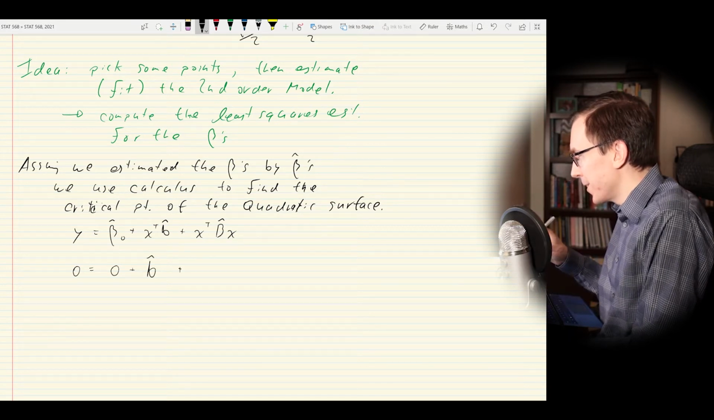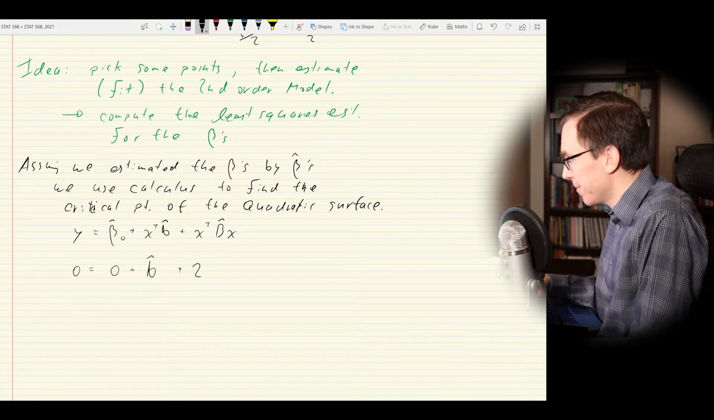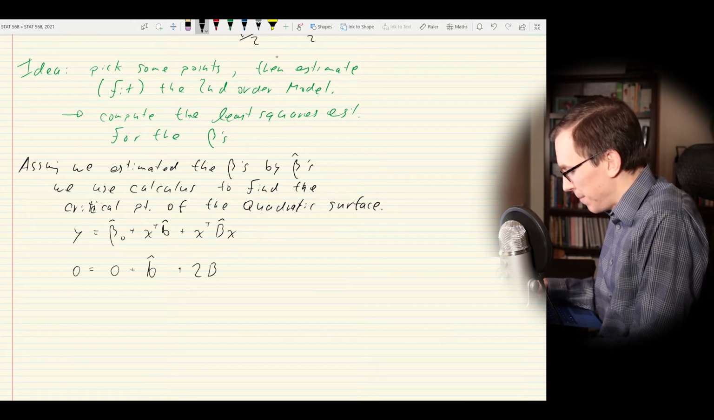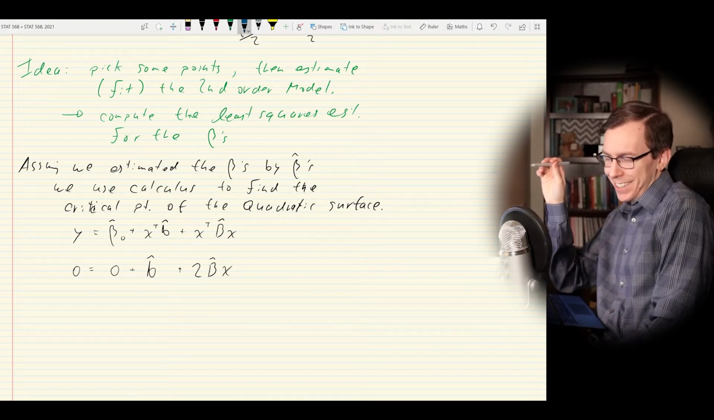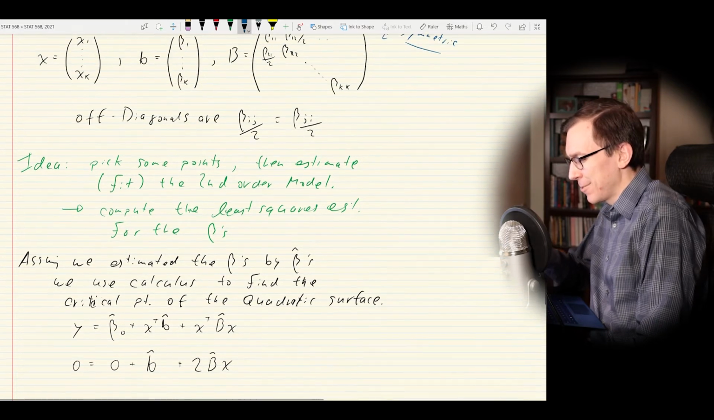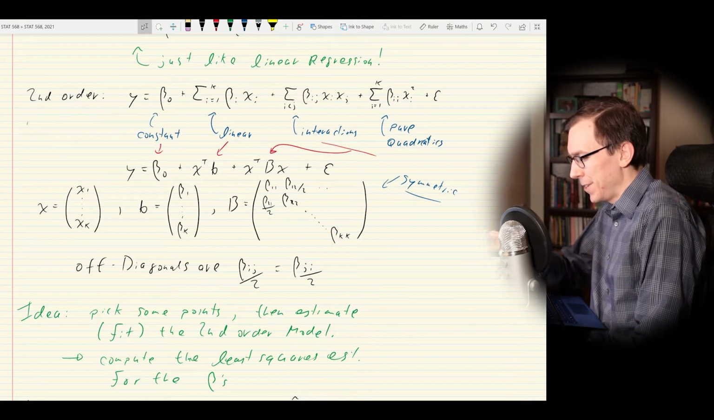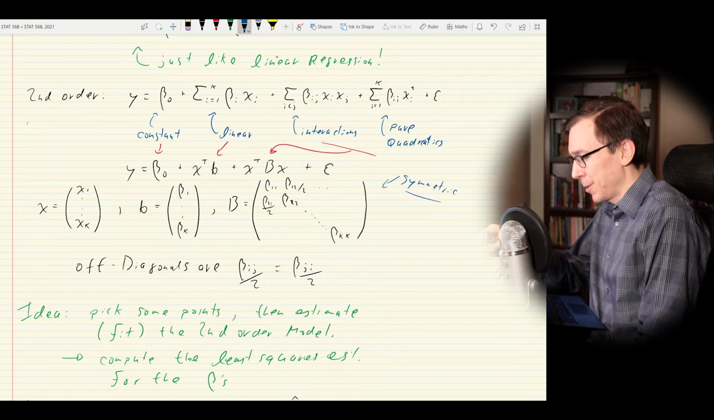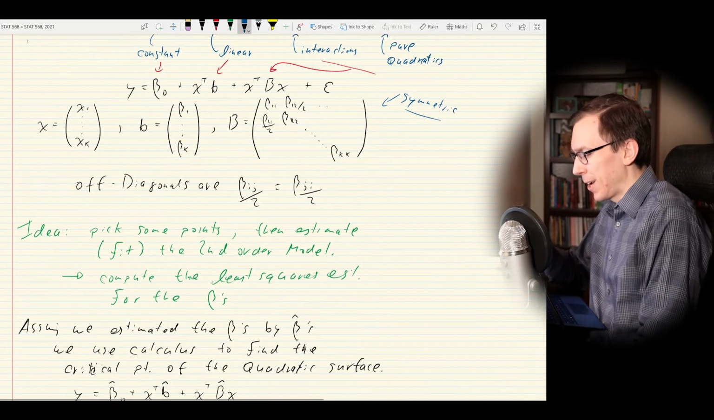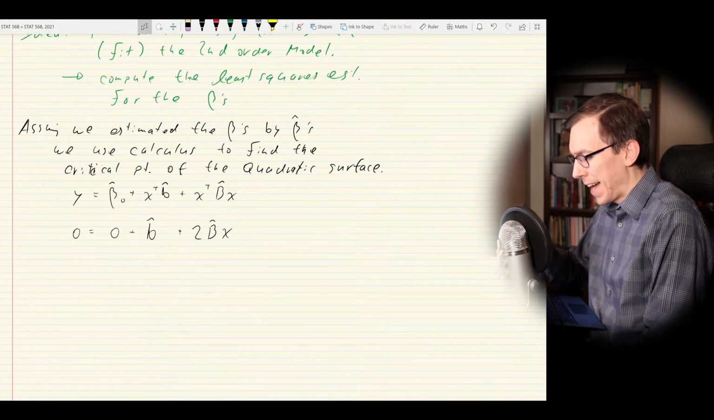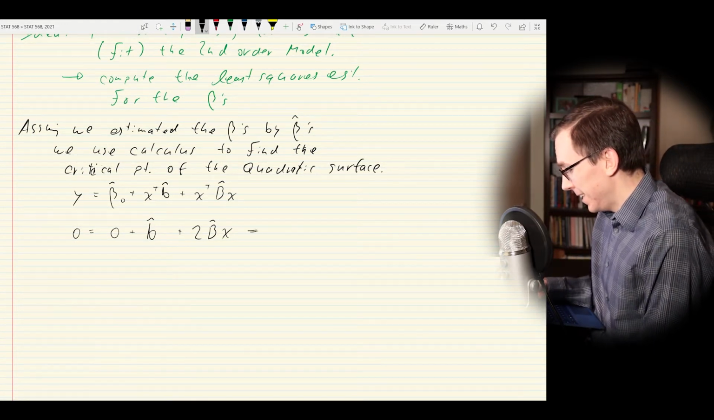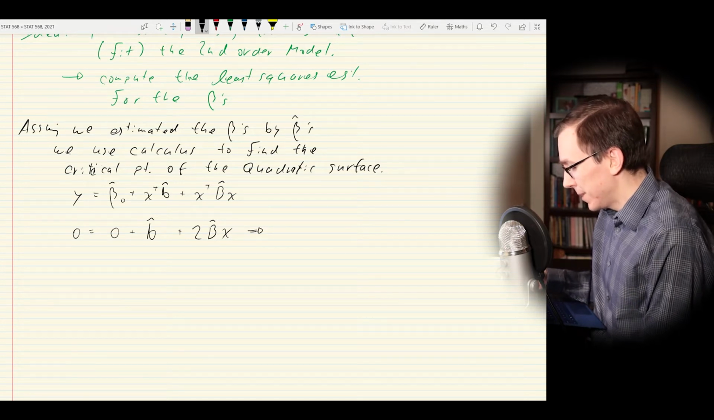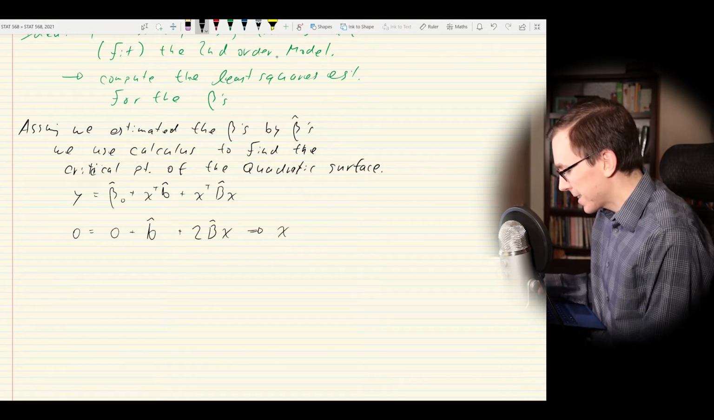For the quadratic term, it's a little bit different. We end up with a 2 B hat x. This is the shortcut of not actually writing it all out in terms of individual terms. We could go through it that way, but this is the fast vector way to do it, because what this means is that we end up with a solution which is going to be x.